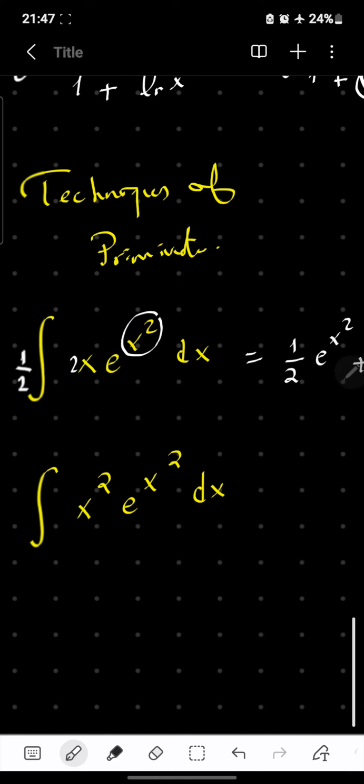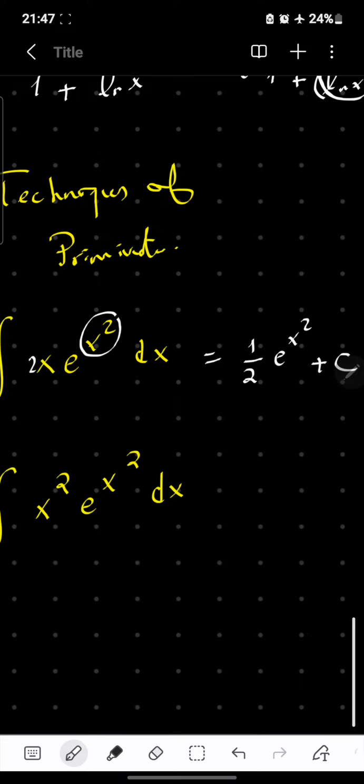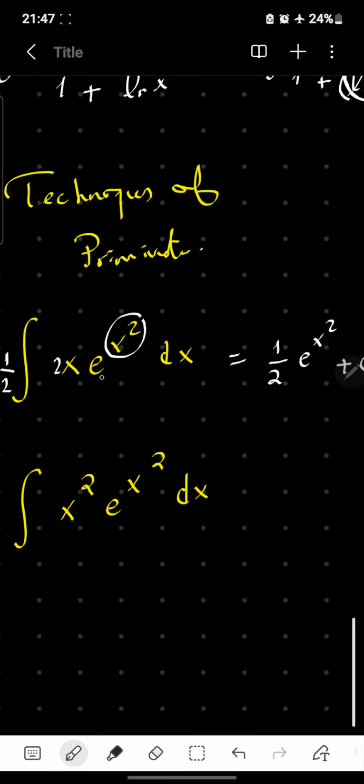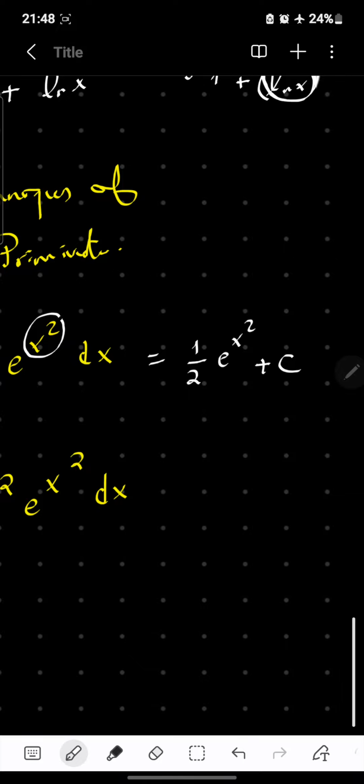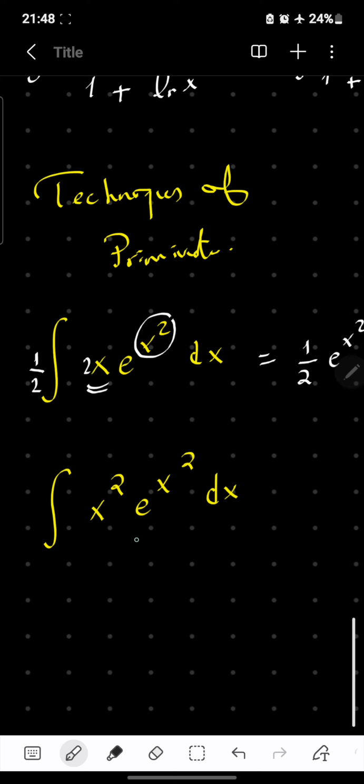It will be half e power x squared because we have an exponential function whose power's derivative is already in the integrand, and we only need the 2, so we multiply inside by 2 and outside by half. It is a direct primitive. But in the second example we have x squared, while the derivative is 2x and we don't have 2x. So what should we do?